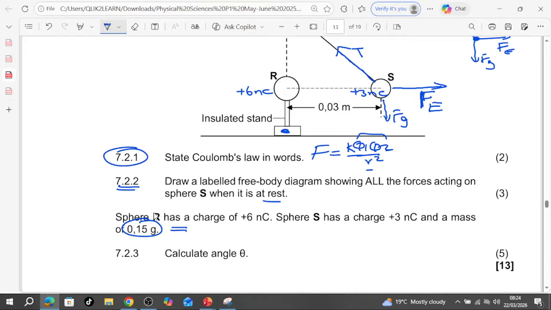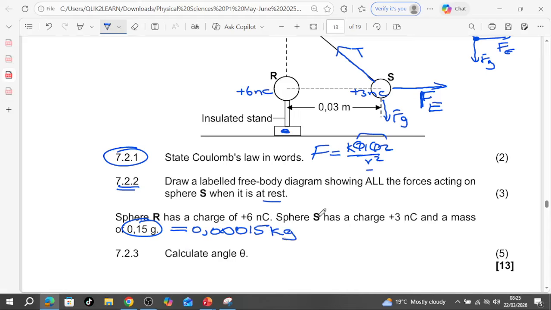So I'll take that 0.15 and divide it by 1000. From grams to kilograms, we divide by 1000, am I right? Yes, we divide by 1000 from grams to kilograms. So if we divide by 1000, we get 0.00015. So that is my mass in kg.